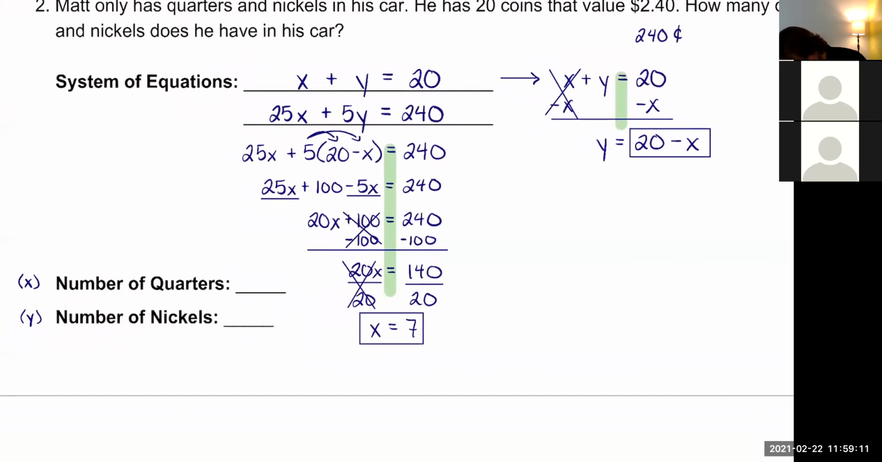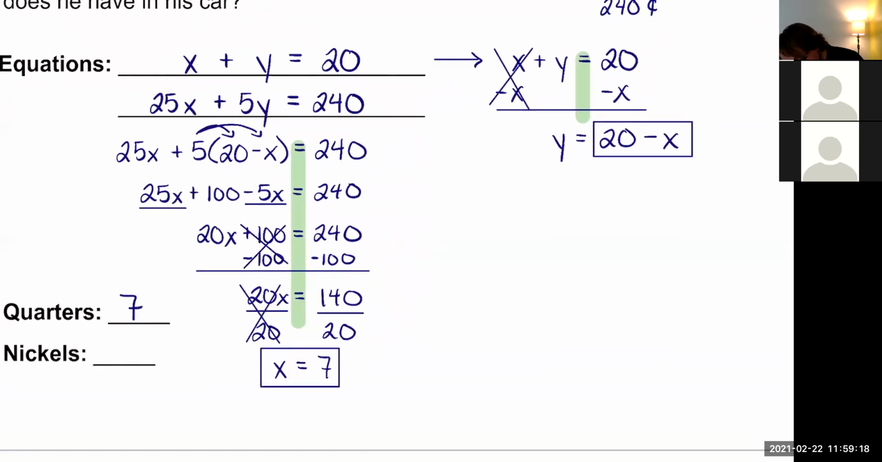Remember, x represented my number of quarters. So there are 7 quarters in his car. We still need to know how many nickels. Well, it just so happens that if I know what x is, I can come back here to this box I used earlier and say that y just equals 20 minus x, and x in this case is 7. 20 minus 7 gives me 13.